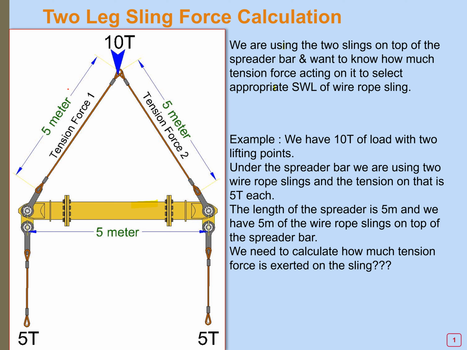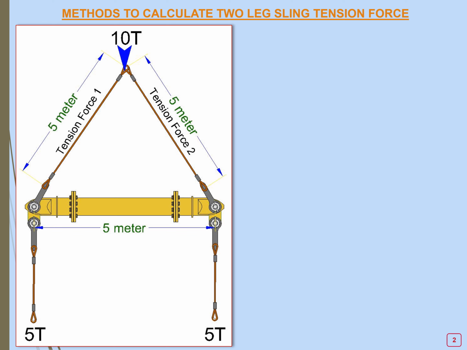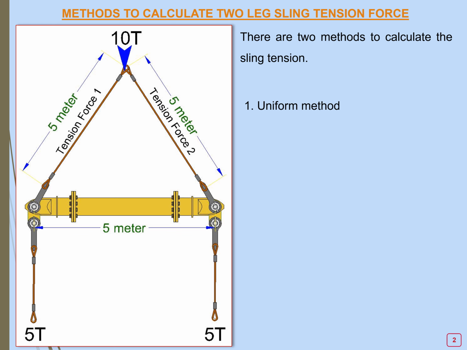I made it very simple for the audience so that they can understand the basic concept, and for riggers who are new to the industry or want to learn about this. It's a very simple video with a very simple calculation, so follow it to the end. There are two methods to calculate the sling tension. One is called the uniform method, and the second is called the trigonometric method. We will discuss both methods one by one in detail.